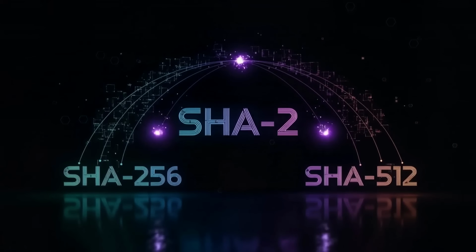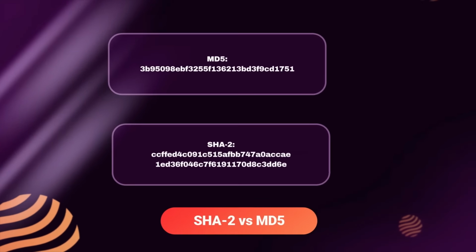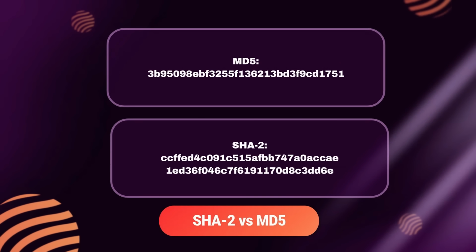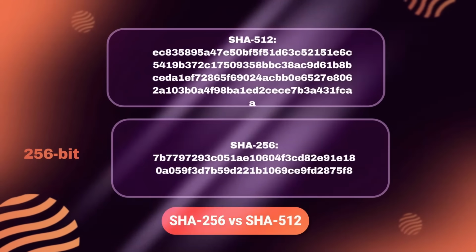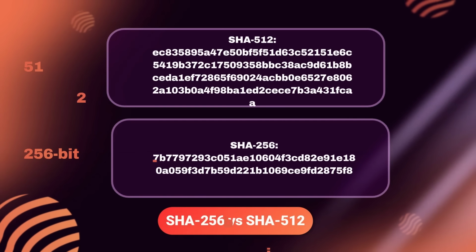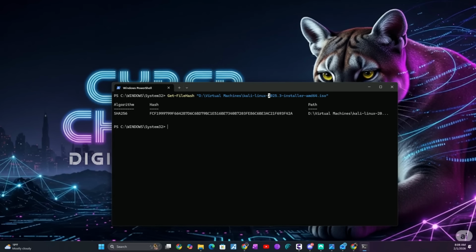Specifically SHA-256. SHA-512 is used for higher security needs. SHA-2 uses longer fingerprints and stronger design than MD5. SHA-256 uses a 256-bit hash, while SHA-512 uses a 512-bit hash. Operating systems use SHA-256 for file integrity.